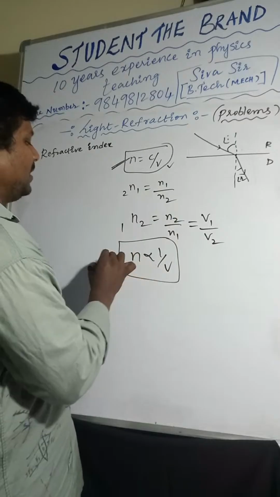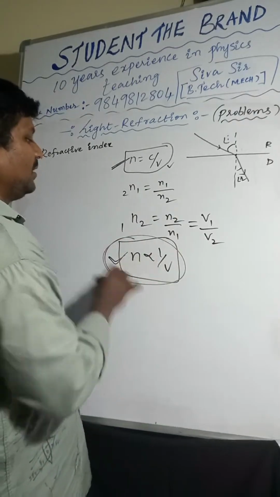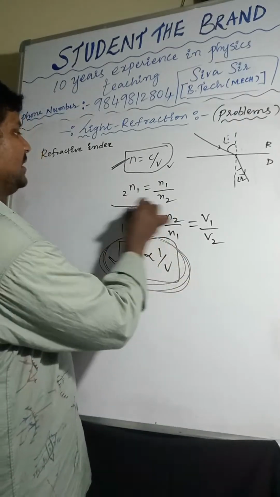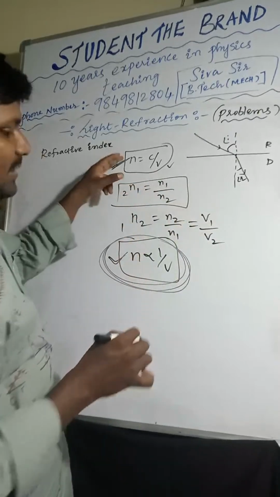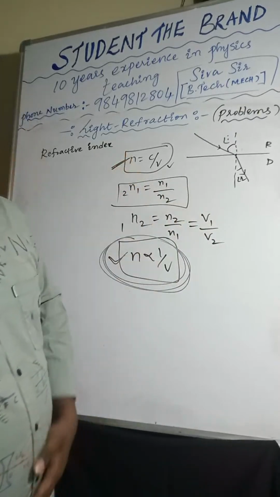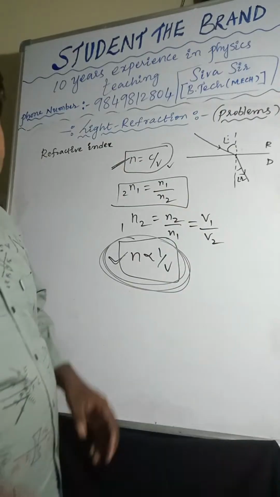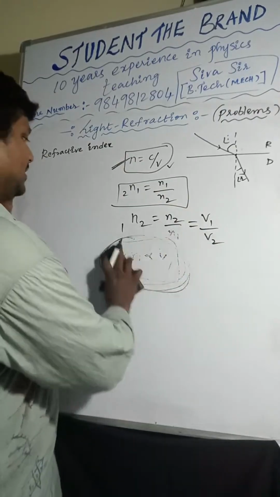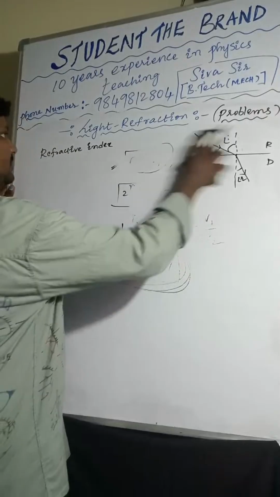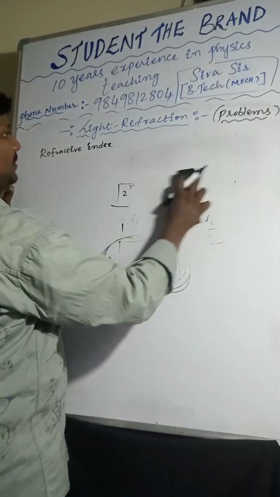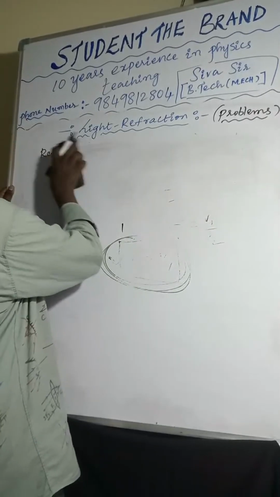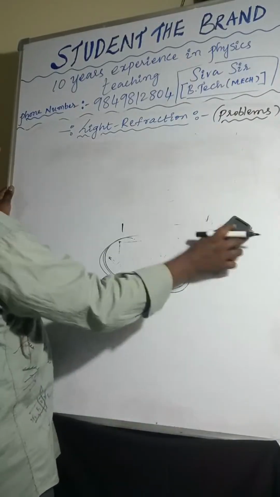So this is the formula, and by this we can find out the relative refractive index. And n equal to c by v is the absolute refractive index. Based on the refractive index, we'll do problems.